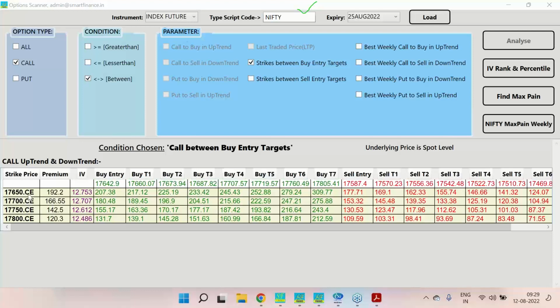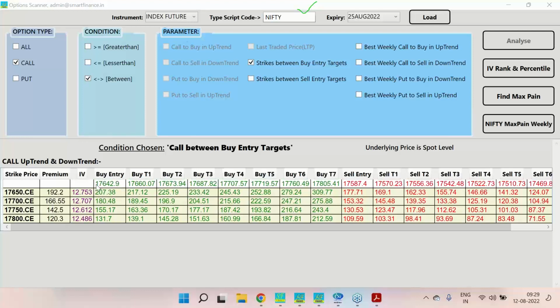So for the option buyers, strikes between buy entry and target are the strikes best suitable for buying today. You can choose either of these strikes. Here it is telling that the current premium, based on which the calculation is being done, is 192. You can buy at 207.